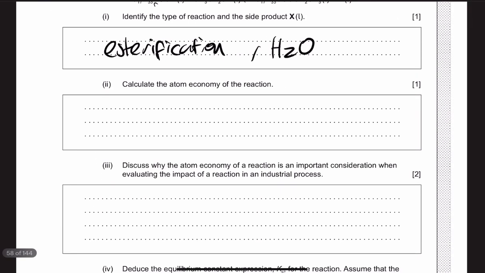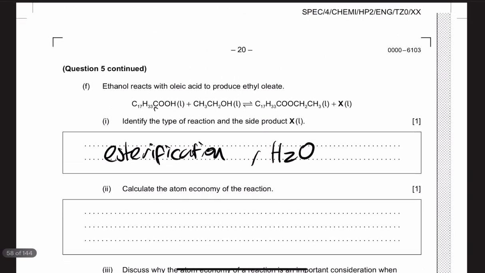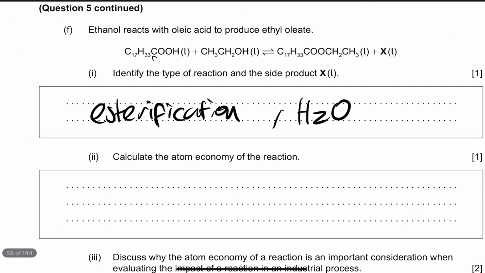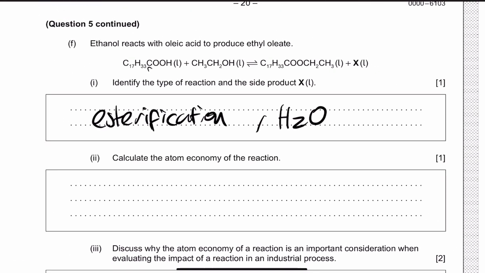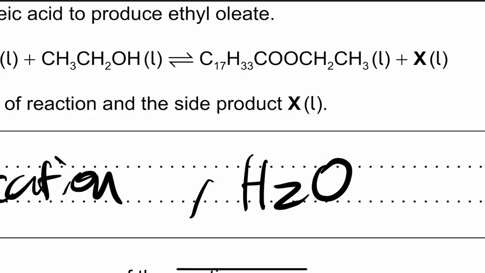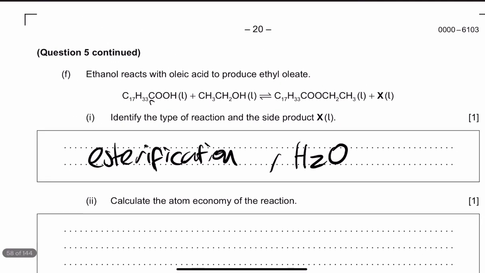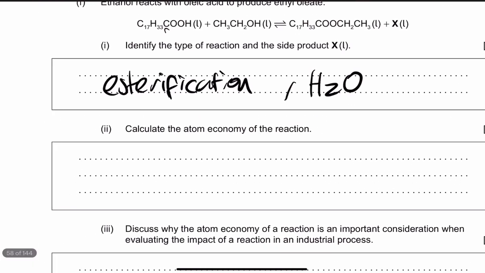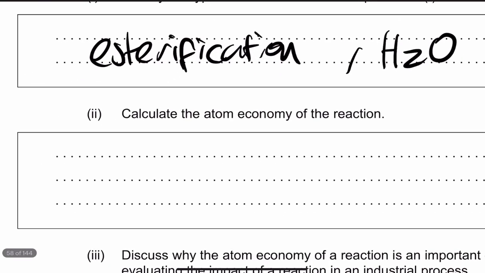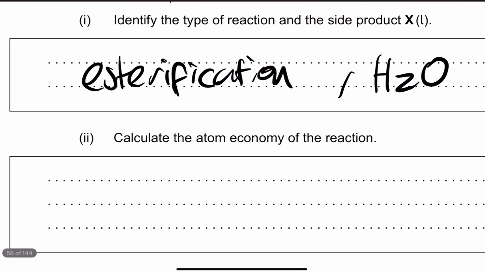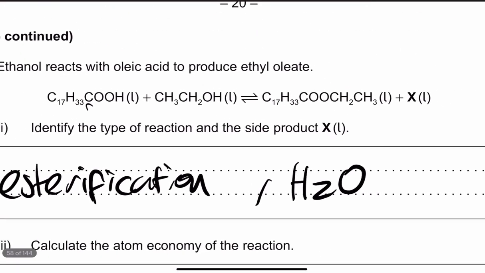Okay, atom economy. For the atom economy, we're looking at the desired product and the total products, how much we have of each. Essentially, we're just going to calculate the amount of desired product and the total. That's just a formula, it's in the data booklet. Basically we calculate the total mass of desired product.